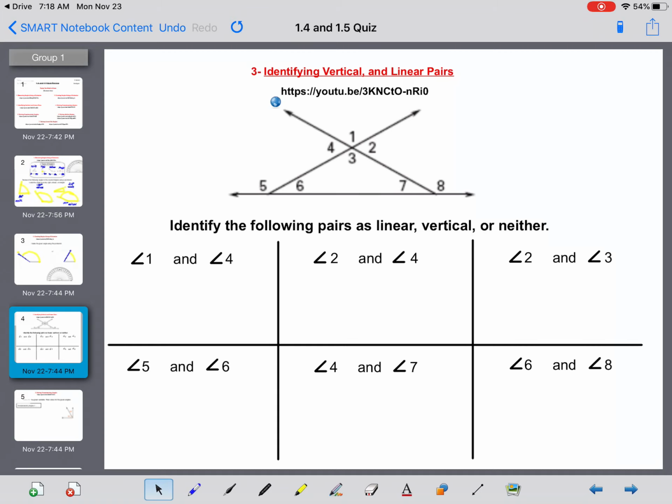All right, next you're going to need to be able to identify whether the angles are vertical pairs, linear pairs, or neither. Okay. First you have angle 1 and angle 4. Well, here's 1 and 4 together, and they create a straight line. That's a linear pair. Okay, remember linear is your straight line, vertical is your bow tie. Angle 2 and angle 4. Well, here's angle 2, here's angle 4. They're created by lines intersecting each other, and they make that bow tie shape. This is a vertical angle.